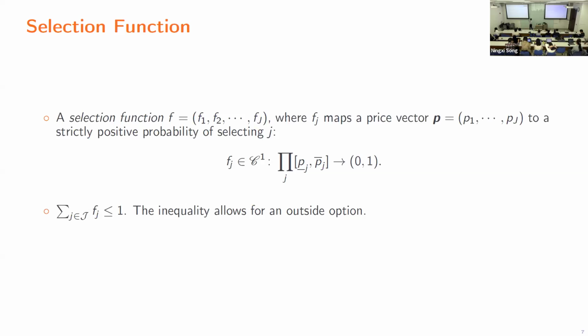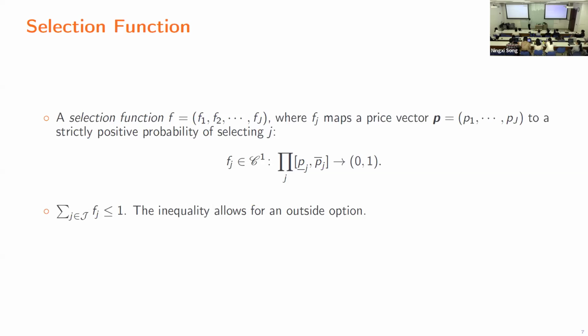And a selection function f captures the consumer's choice behavior. Here, f_j denotes the probability of selecting alternative j. This function f_j takes in a realized price vector and spits out a probability of selecting alternative j. Here, we assume this function f is smooth and it maps to an interior probability. And the summation of all these f_j is less than or equal to 1, and this inequality allows for an outside option.